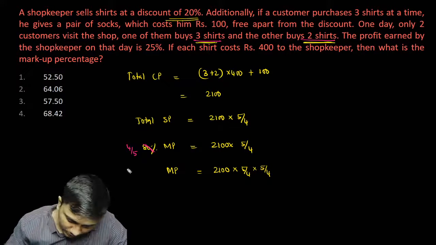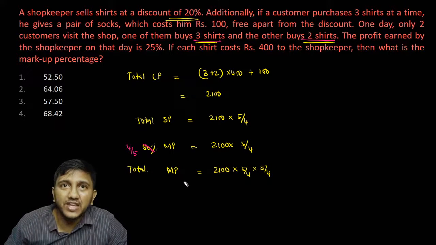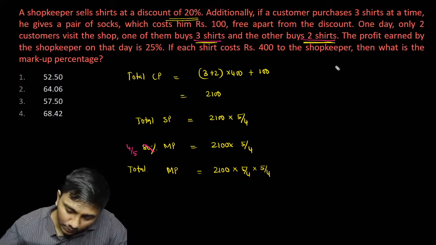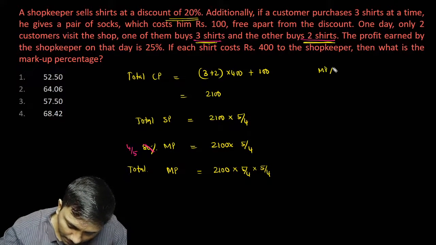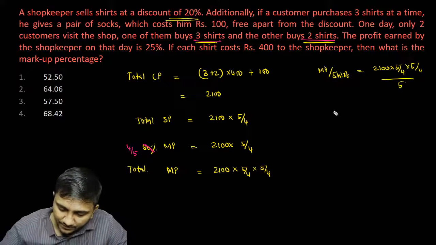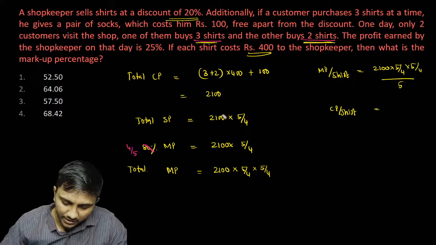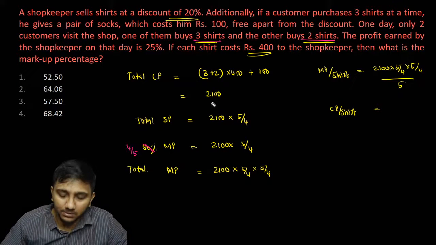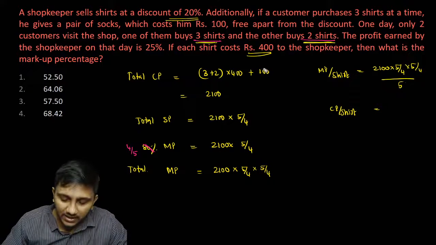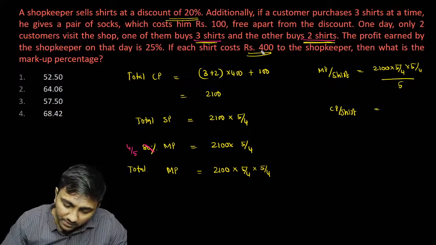Now this is what? This is total marked price. Now this is total marked price for how many shirts? 5 shirts, right? So let's find out marked price per shirt. Marked price per shirt will be 2100 into 5 by 4 into 5 by 4 by 5. And what is cost price per shirt? That's already given here, 400. It's not this by 5, remember, because this includes that 100. 100 is the price for the socks, right? So we cannot do 2100 by 5. It has to be 400, which is directly given.